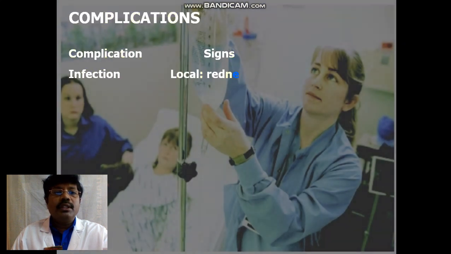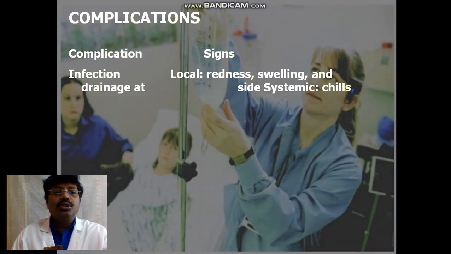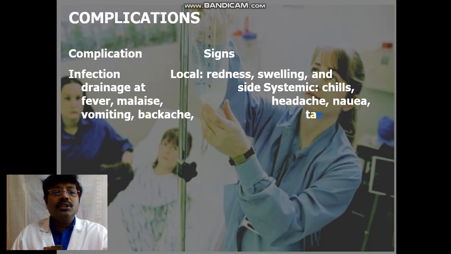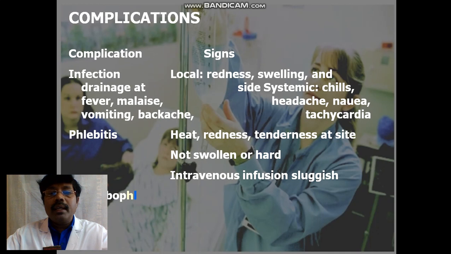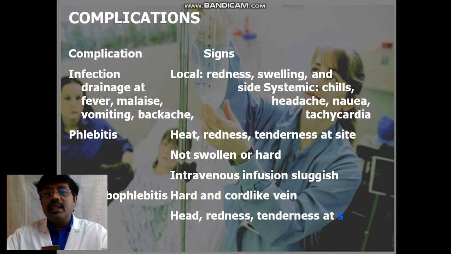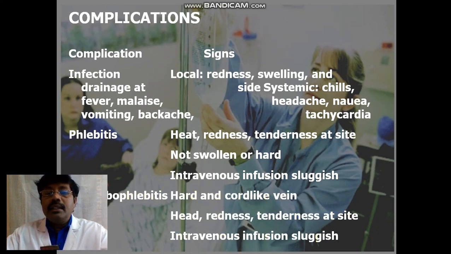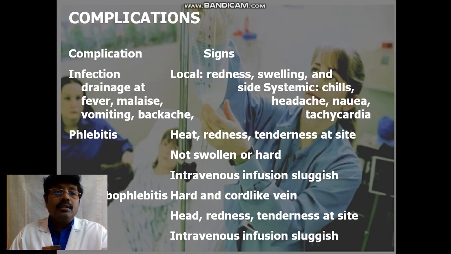This is about the complications. A nurse starting the IV fluids here. Infection is the more common complication, shown by fever, malaise, vomiting, and backache. The local signs show redness and swelling, then chills, headache, nausea, and tachycardia. These are all the signs.